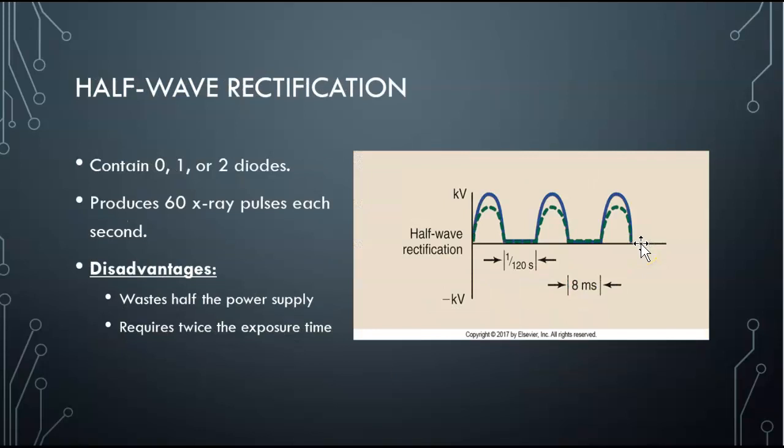Half-wave rectification contains 0, 1, or 2 diodes and produces 60 X-ray pulses per second. The disadvantage is we waste half of the power supply, and it requires twice the exposure that we normally would use. So we're taking it and just rerouting it. It's not going down negative, we're just taking it and making it go straight. We're not doing anything but wiping out that negative part of the beam.